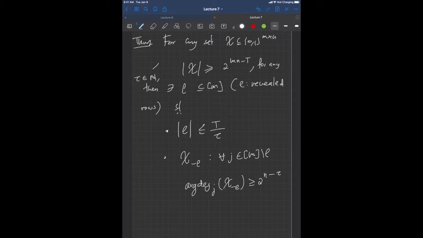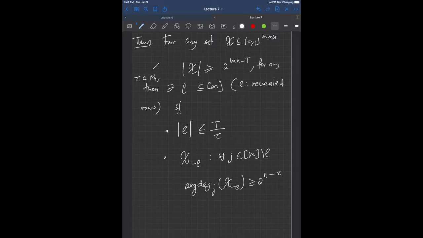Remember that the maximum amount of information in a row is n bits. That corresponds to the average degree being 2 to the n, and the average degree being at least 2 to the n minus tau says that the players know at most tau bits of information. So rho, the set of revealed rows, satisfies two conditions.